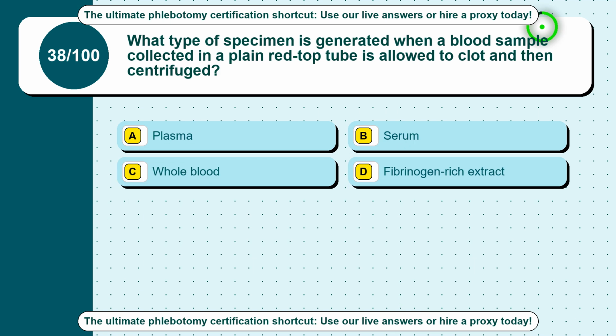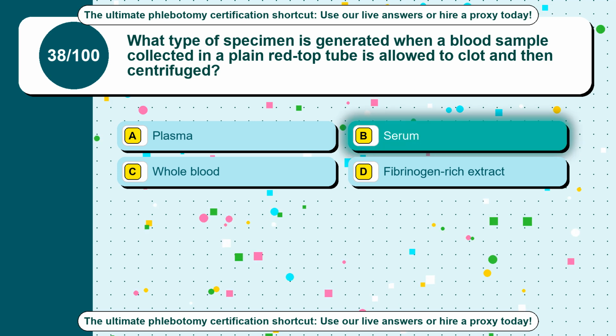Question 38. What type of specimen is generated when a blood sample collected in a plain red top tube is allowed to clot and then centrifuged? Option A. Plasma. Option B. Serum. Option C. Whole blood. Option D. Fibrinogen-rich extract. The correct answer is option B.